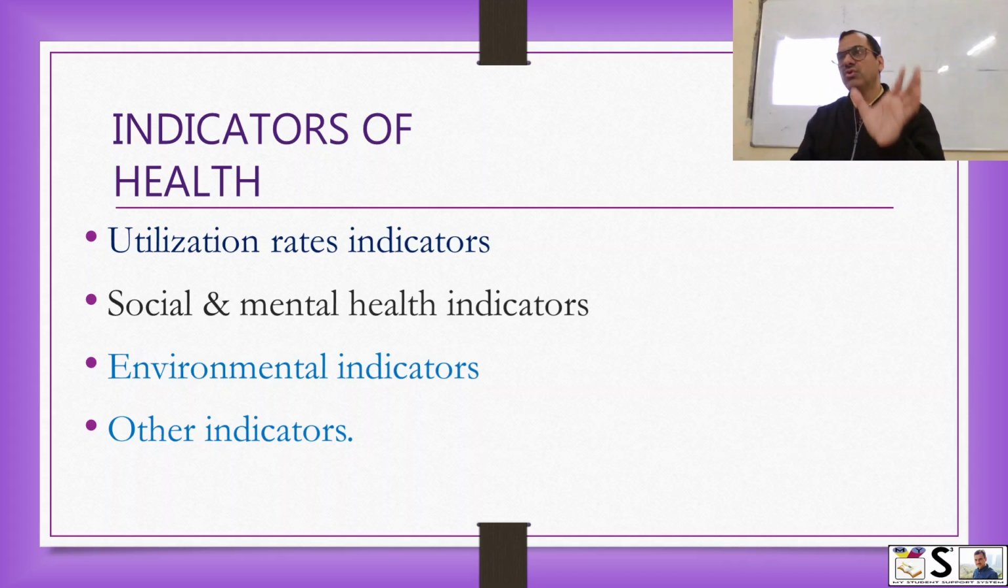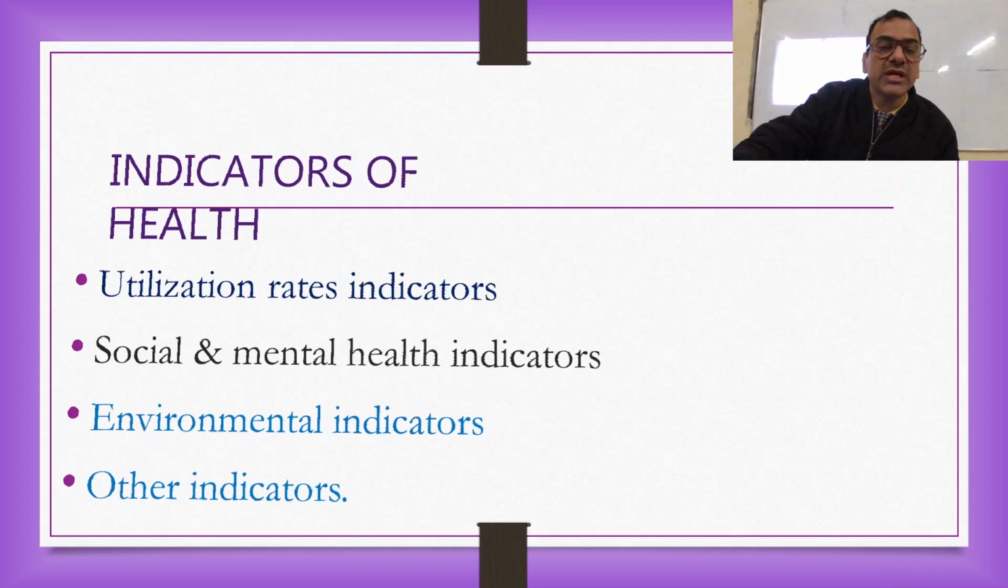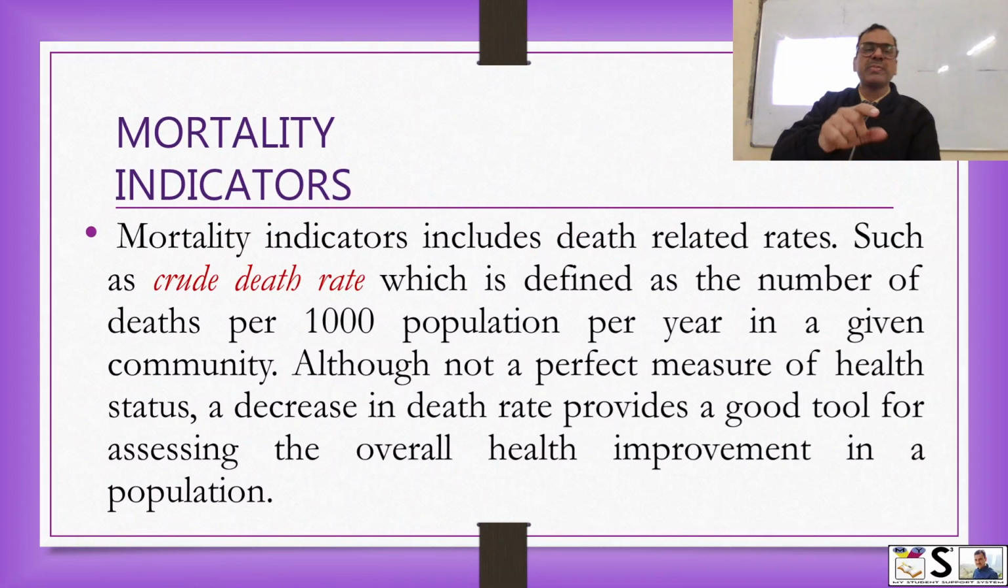Okay, if you are able to remember the headings you can write your answer very easily. Okay, so these 8 points are there in the indicator. So we have so many health indicators. So now we can discuss them one by one. First one is the mortality indicator, meaning the indicators related to deaths.